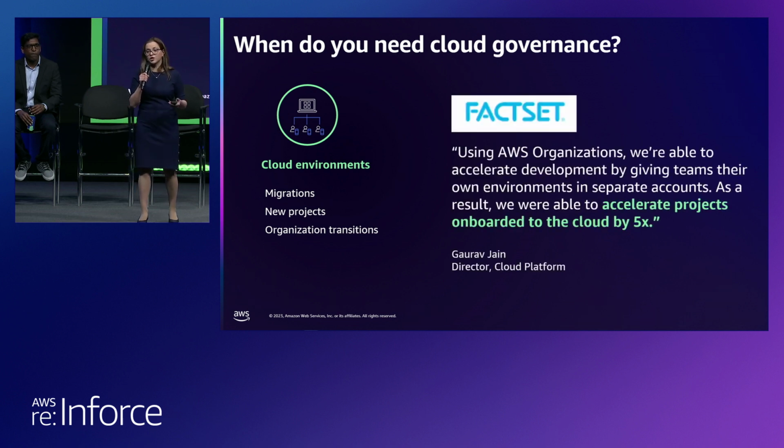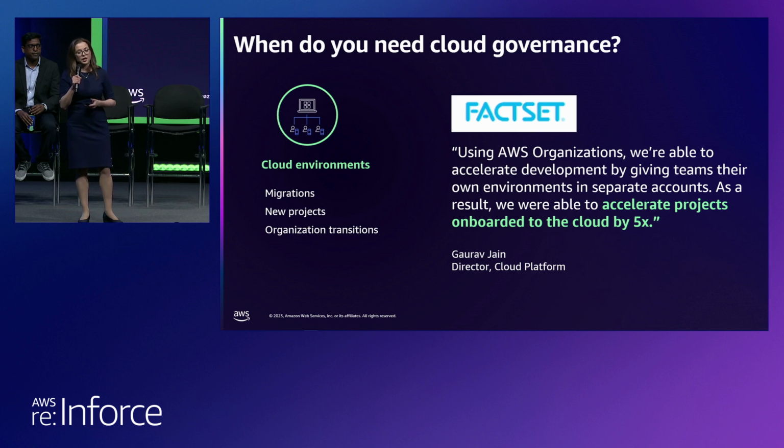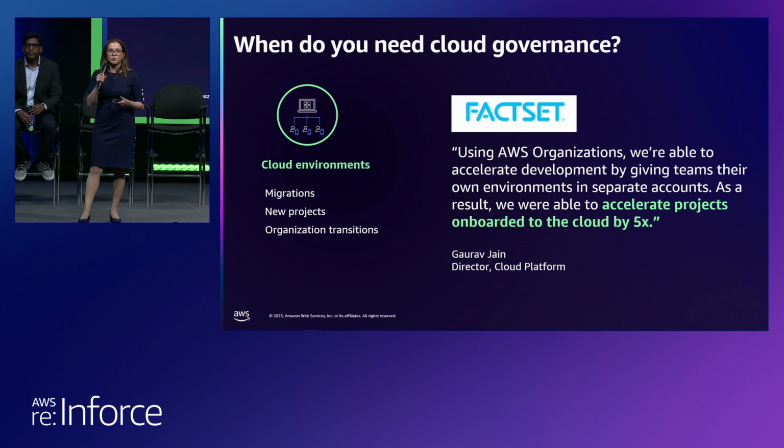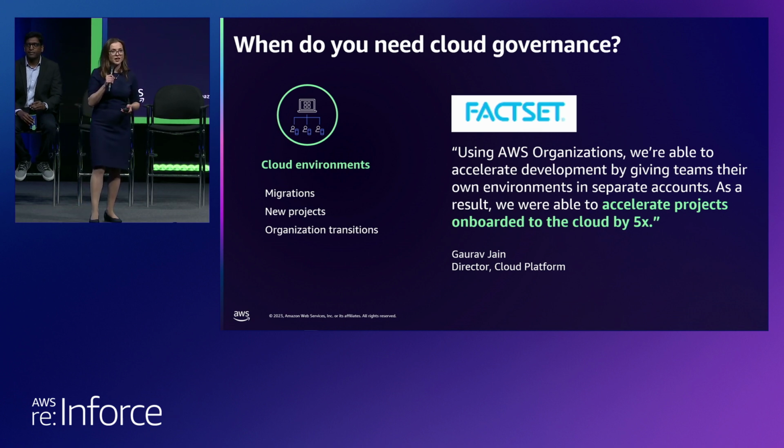So we have customers such as FactSet. FactSet is a financial data and software company. They've been a customer for many years, and they wanted to go faster and accelerate projects. So they implemented AWS Organizations and a multi-account strategy, and they provided their teams their own environment and separate accounts with all the controls built in. And as a result, they were able to onboard projects 5 times faster.